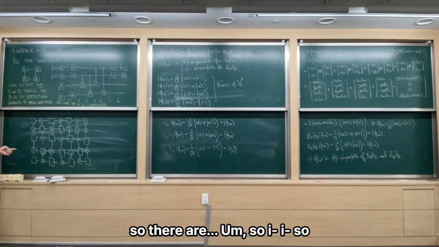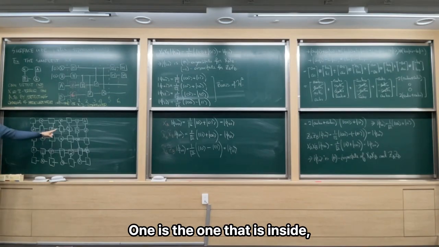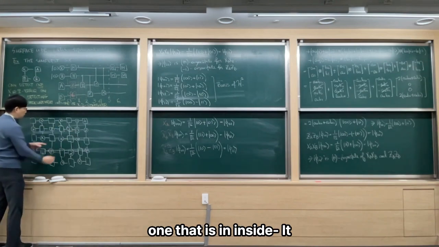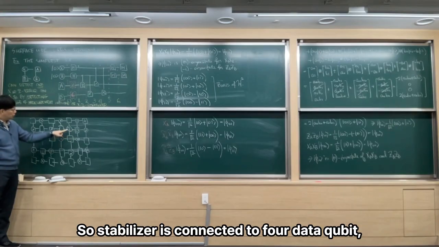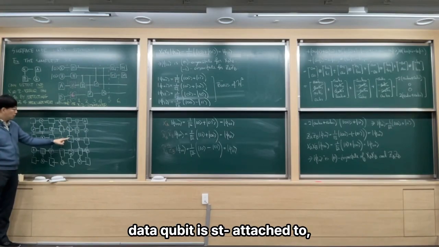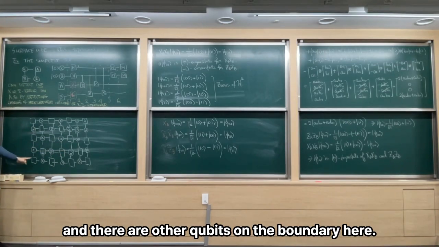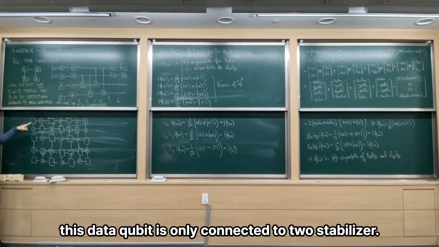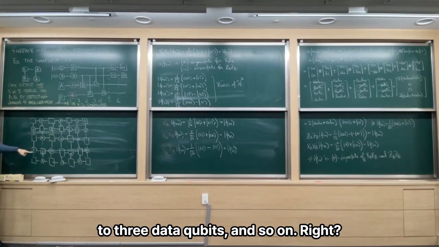For each stabilizer qubit and data qubit, there are two types. One is the one that is inside, connected to every other type of qubit. A stabilizer is connected to 4 data qubits, and a data qubit is attached to 4 stabilizer qubits of different kinds in pairs. And there are other qubits on the boundary. On the boundary, this data qubit is only connected to 2 stabilizers, and this stabilizer is only connected to 3 data qubits, and so on, right?